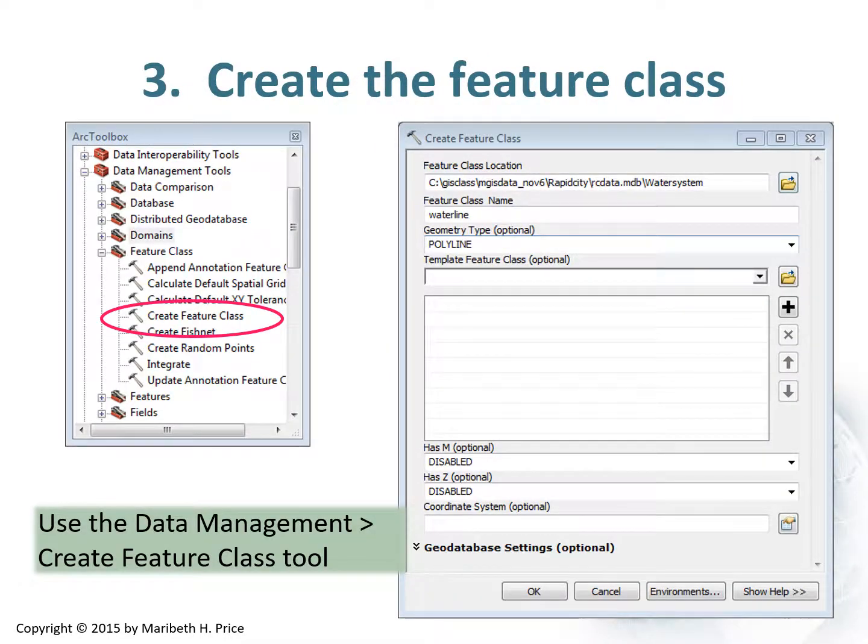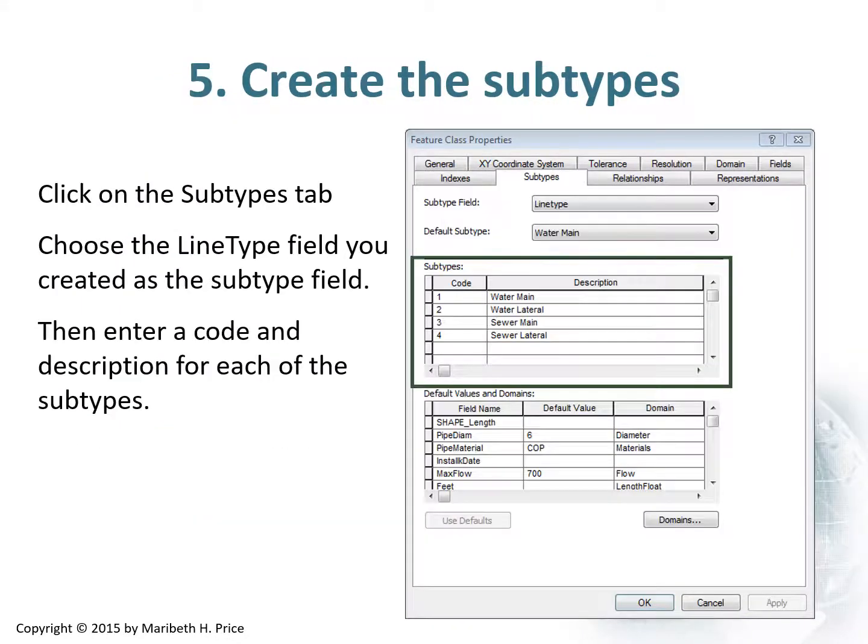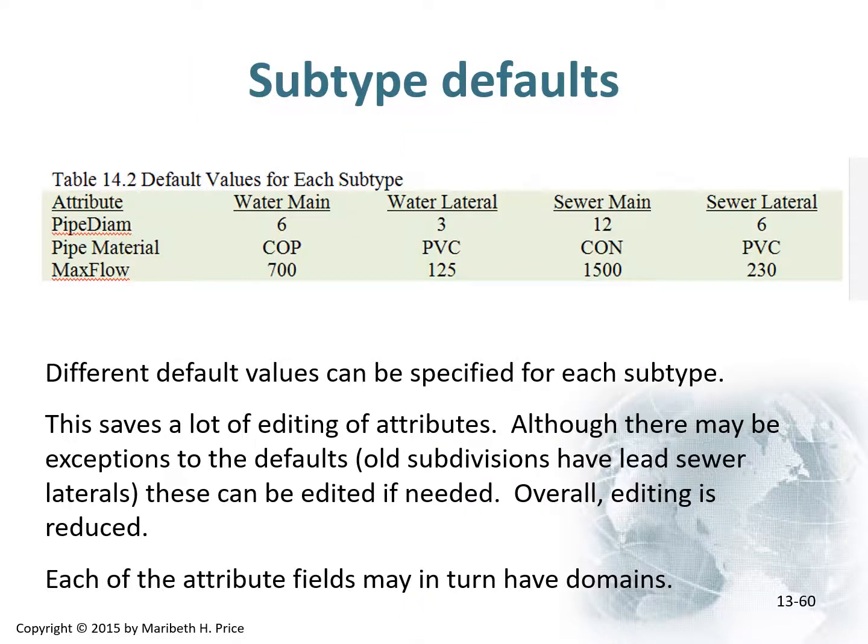Then you go create your feature classes. You can use the data management tool to create them. You can add all the fields in. You can create all the types, subtypes, defaults. Different default values can be specified for each subtype. It saves a lot of editing, although there may be exceptions to the default, for old subdivisions for example, like lead laterals that you might have to edit. Overall, editing is reduced by setting up the defaults.